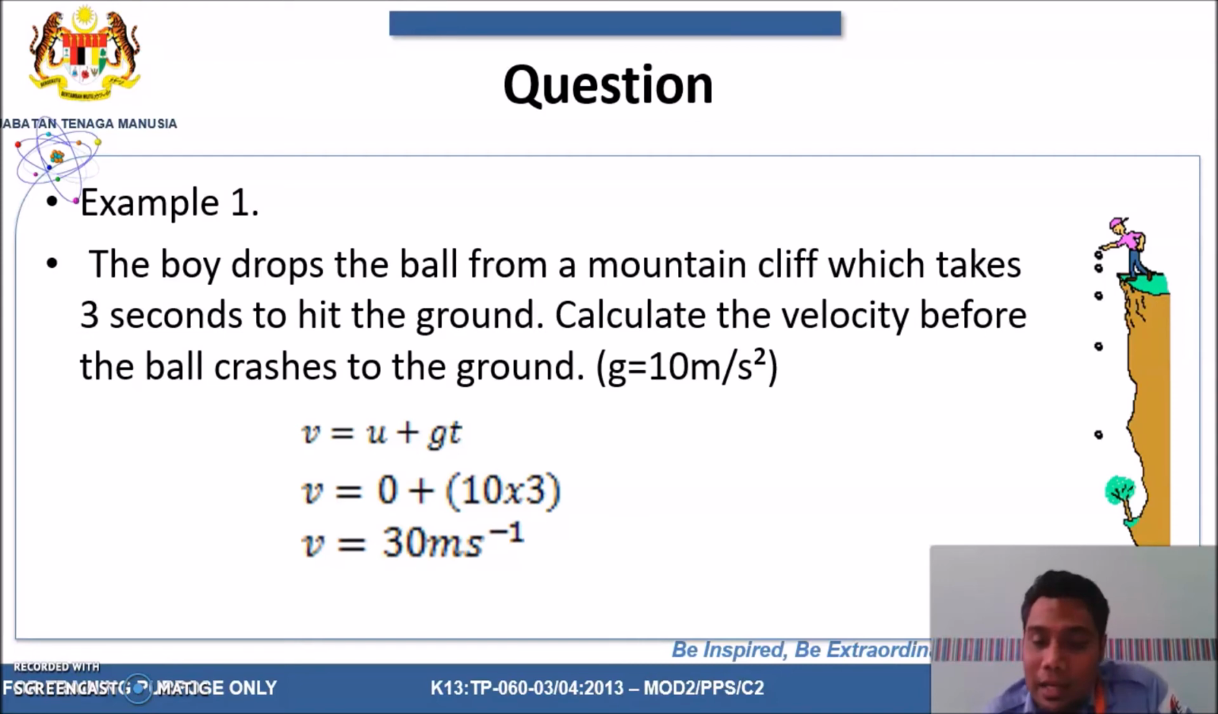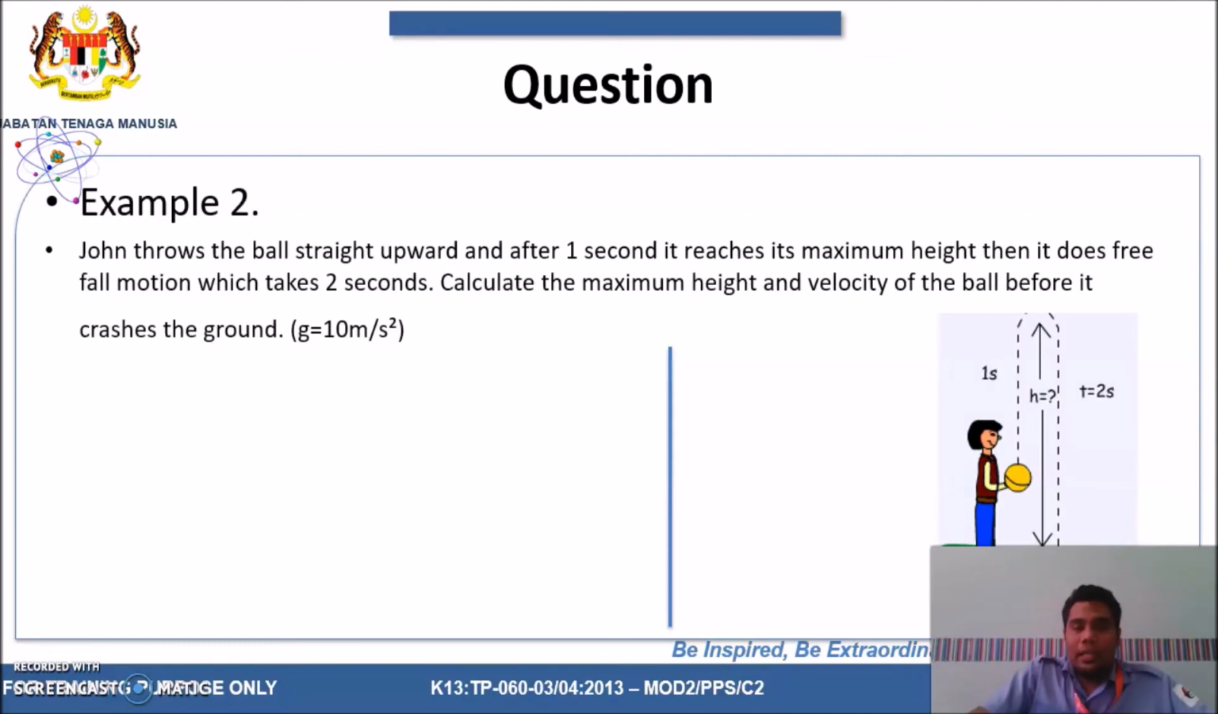Okay, kita gunakan linear motion punya formula. V is equal to U plus GT. So V equal to 0 plus 10 multiply by 3. So kita dapat 30 meter per second. 30 m s negative power of 1. Okay, simple aja. So kita pergi the next question.